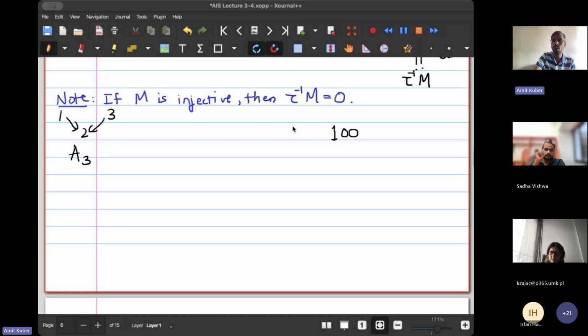Well, can you tell me what its projective cover should be? The simple module at 1 should just be P1. P1, okay. So what is the dimension vector for P1? It's 110. Thank you. And what will be the kernel of this map?